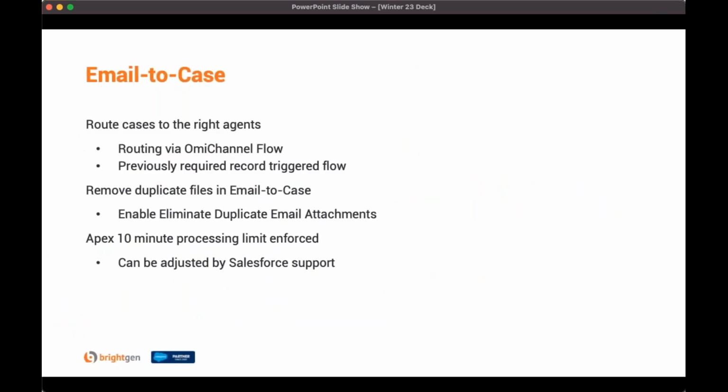Email to case, you can now route via omni-channel flow rather than, as was the case, requiring a record trigger flow to make that happen. Duplicate file attachments in email to case can now be removed. So if you've got someone with, like mine really, an email signature with loads of images in it, if you enable eliminate duplicate email attachments, you'll only get one copy of that, and the responses will get filtered out. And the Apex 10-minute processing limit is now enforced on email to case, but if this starts causing you a problem, you can contact Salesforce support and they can adjust it for you.